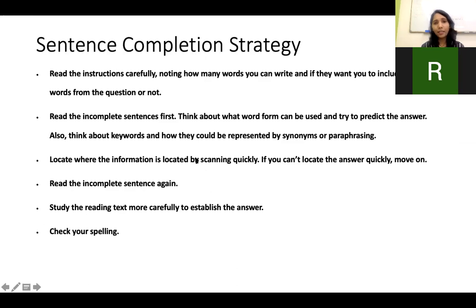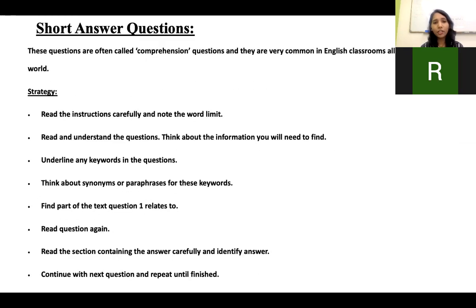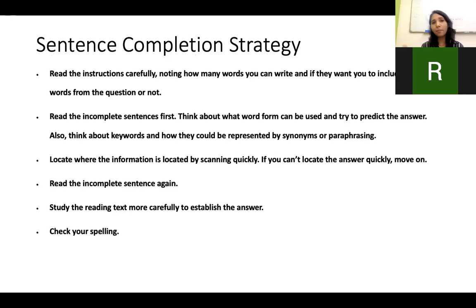This is sentence completion. It's the same as summary completion. Here you'll be given sentences from the passage and you're given blanks. Be careful if they're asking you to complete it with the words from the passage. If they say complete it with the words from the passage, that means you need not paraphrase the words. Instead, borrow the words exactly as it is from the passage and fill it in.